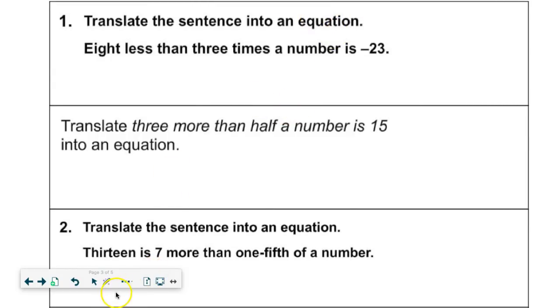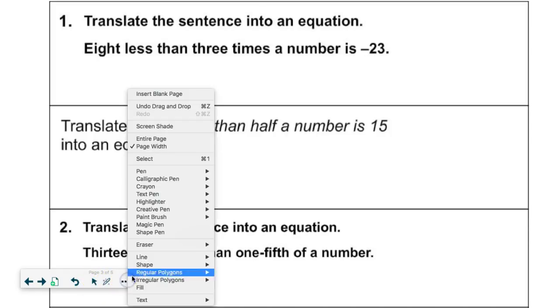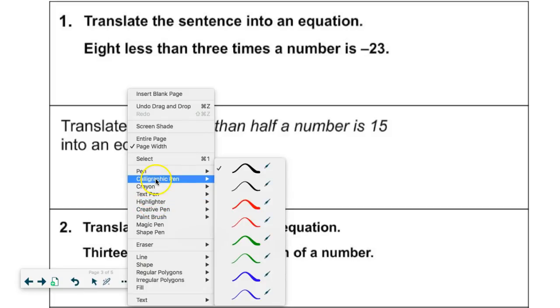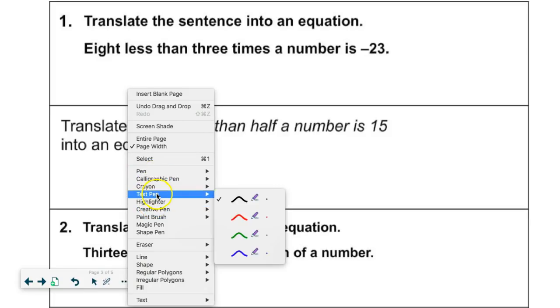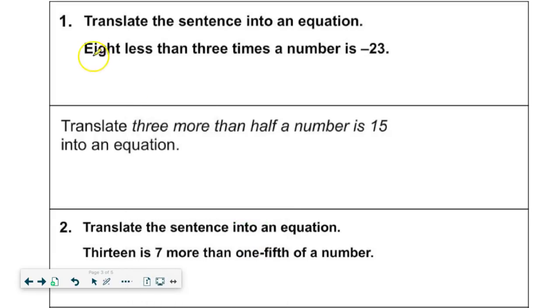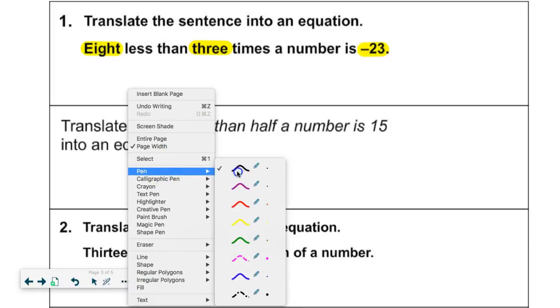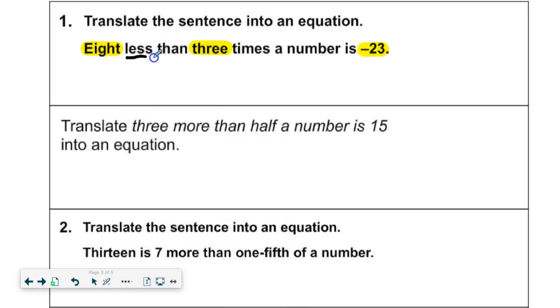So the key is to identify the pieces that are going to give you either operations, numerical values, or where the equal sign itself is going to lie. So 8 less than 3 times a number is negative 23. So I read it the first time, I'm kind of looking for numbers. Next time through, I'm going to look for operations. 8 less than 3, 8 less than is going to indicate an operation. 3 times a number is negative 23.